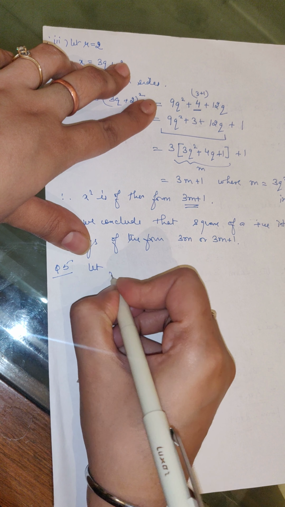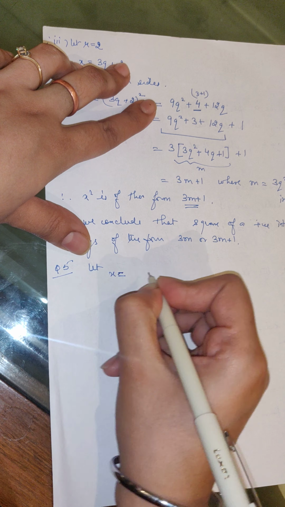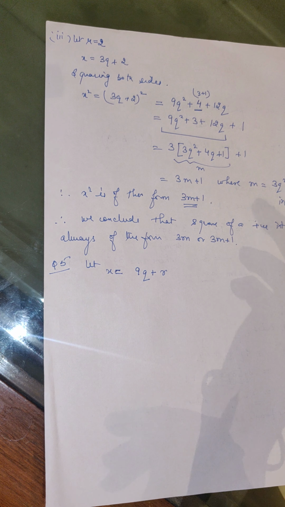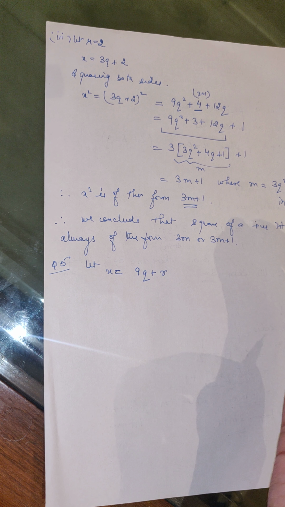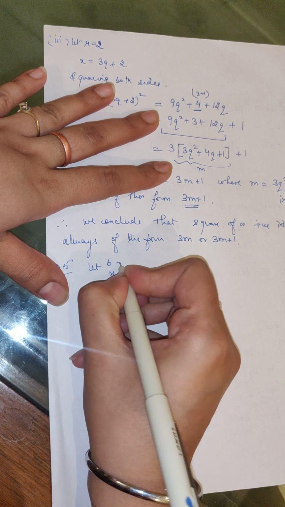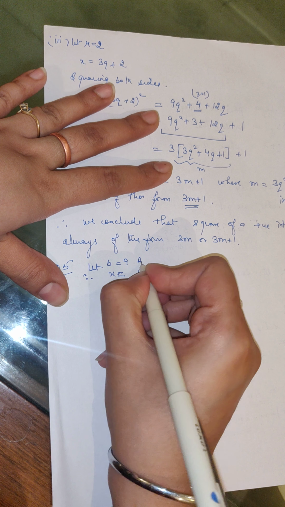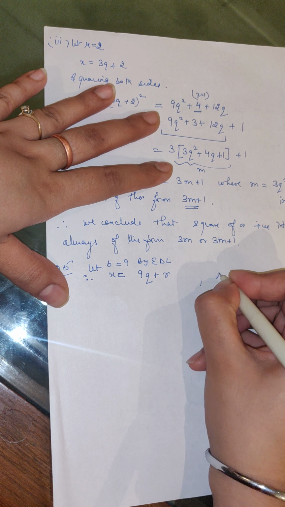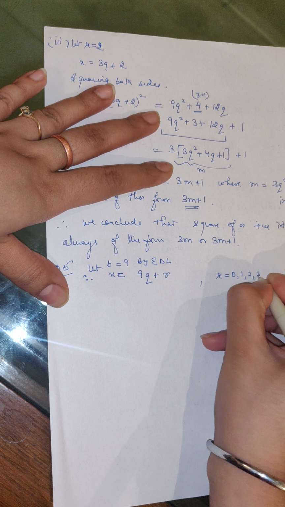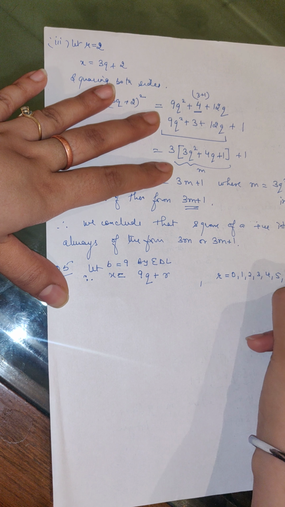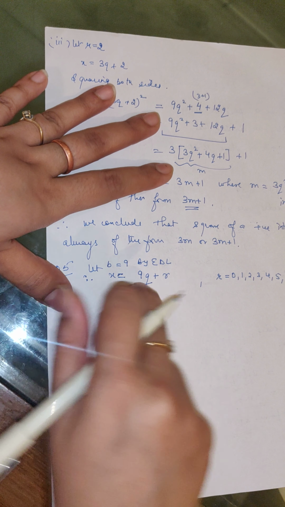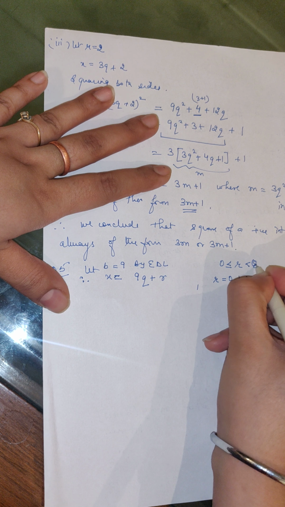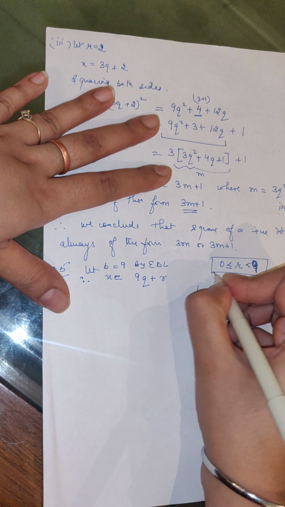So let again x be a positive number. So your x will be of the form 9q plus r, because we need the answer in the form 9m, 9m plus 1 and 9m plus 8. So we let b equal to 9. Therefore by Euclid division lemma x will be 9q plus r, where r can be 0, 1, 2, 3, 4, 5, 6, 7 and 8, because b is 9. So r lies between 0 and strictly less than 9. So this was the condition on r.